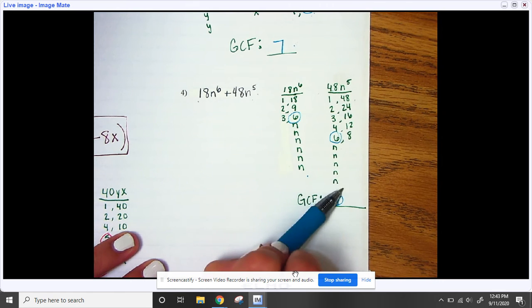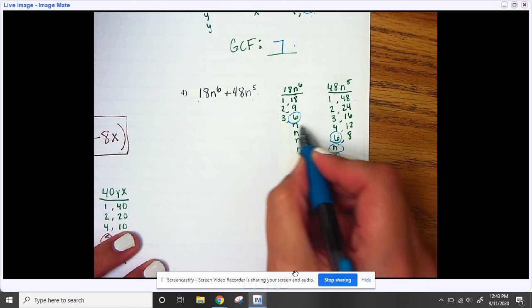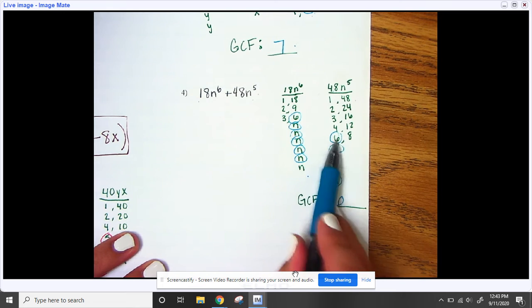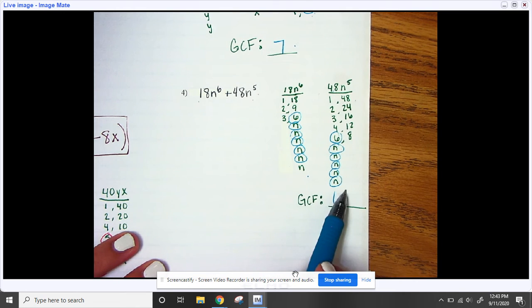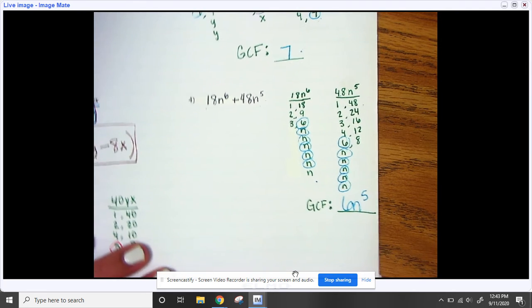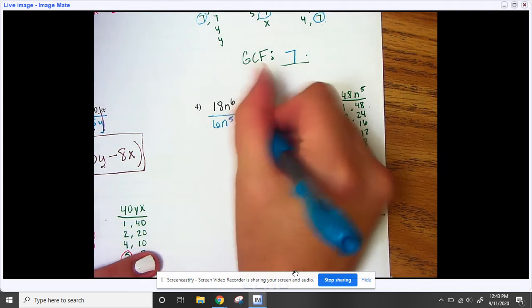They definitely have some variables in common. So they have 1, 2, 3, 4, 5 n's in common. So I'm going to have n to the 5th power in my GCF. So let's go up here. Let's divide by 6n to the 5th power.